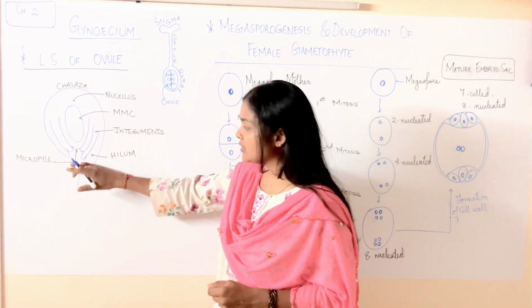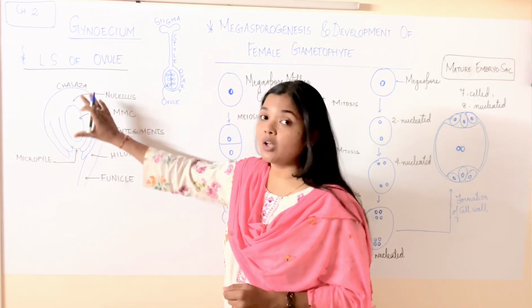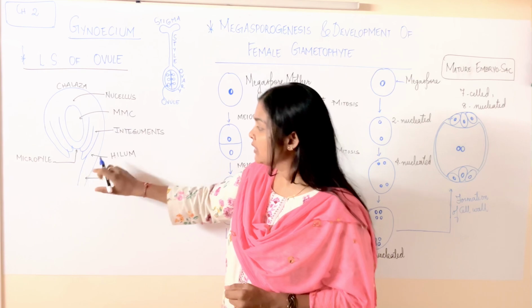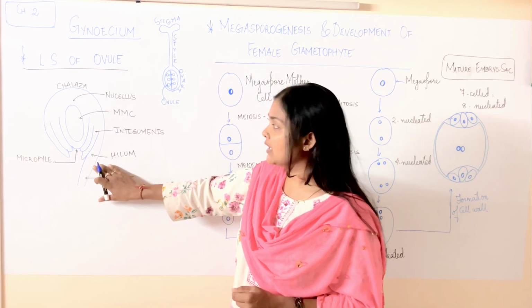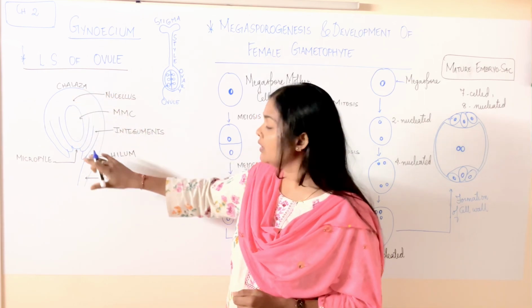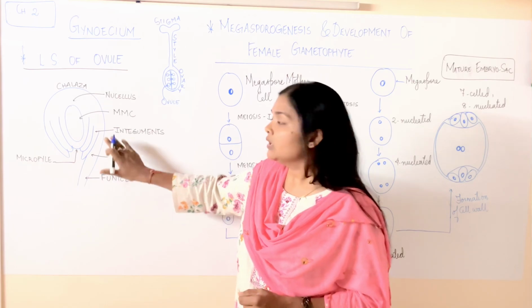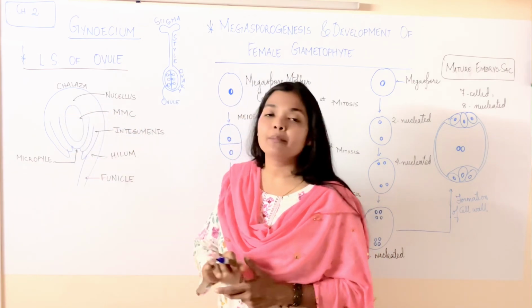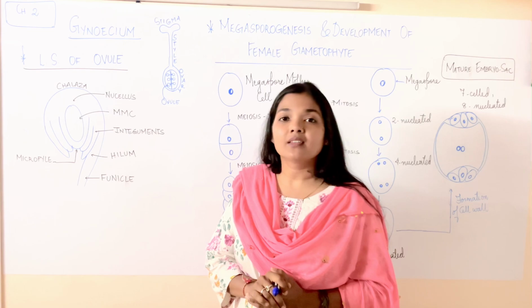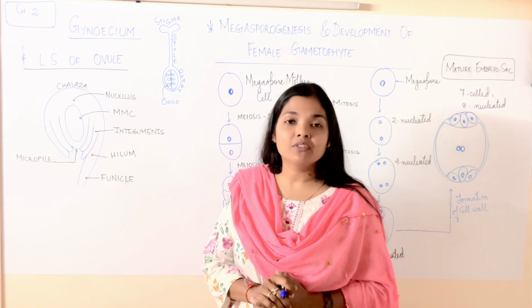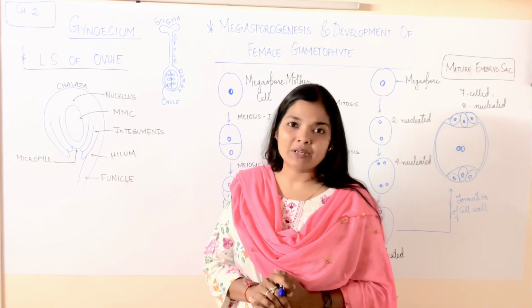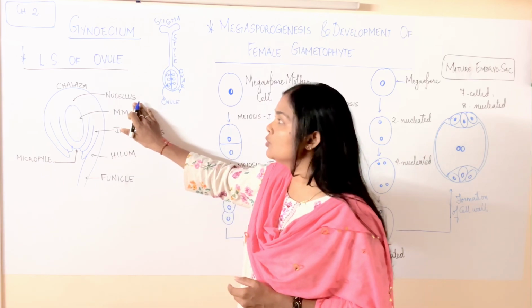The funicle is a short stalk which is connecting the ovule with the ovary wall. The region where the funicle comes in contact with the rest of the ovule is called as hilum. The ovule in its core has the megaspore mother cell. It is surrounded by a multi-layered body which is composed of number of parenchymatous cells. It is called as nucellus.